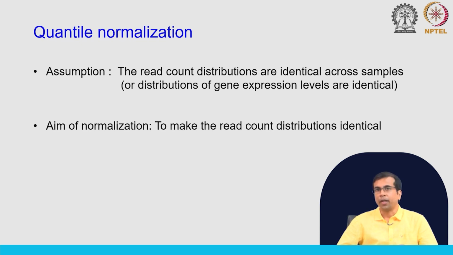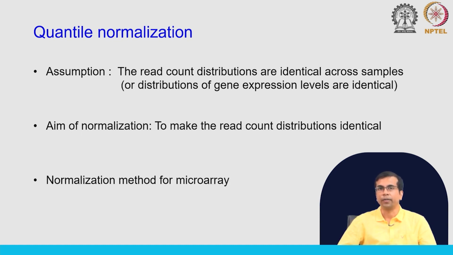So, when you assume that, the aim of normalization becomes that we want to make these read count distributions identical, right. If we assume they should be identical, but in reality they are not, we would have to do some sort of transformation so that these distributions become identical, right. So, that becomes the aim of this normalization method, and this is a normalization method that was employed for microarray, and it has also been adapted for RNA-seq data.